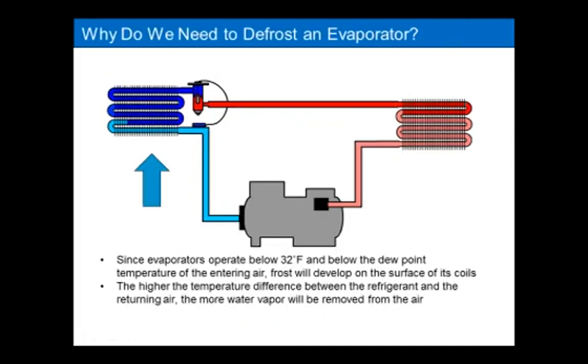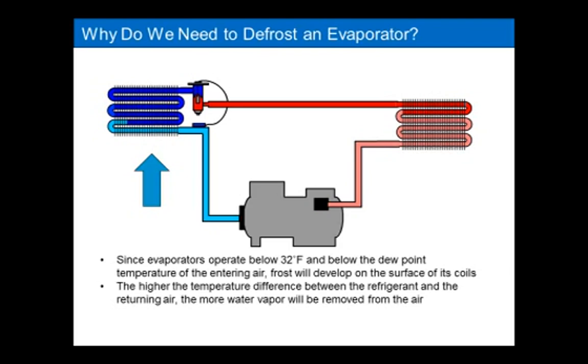So first of all, why do we need to defrost evaporators? If you work on air conditioning systems traditionally, you'll notice that air conditioning systems don't generally require a defrost cycle. But in commercial refrigeration, that is not true. The design of those systems does require some method of defrosting their evaporators on a regular basis. That's simply because the evaporators used on commercial refrigeration systems operate at temperatures below 32 degrees and below the dew point temperature of the air entering the coil.